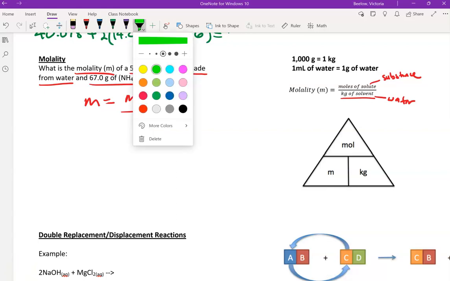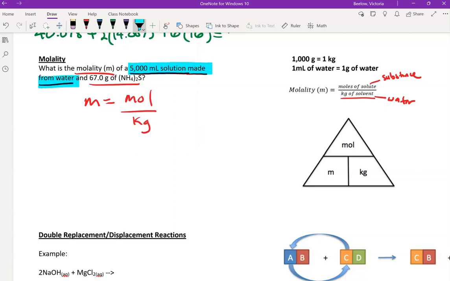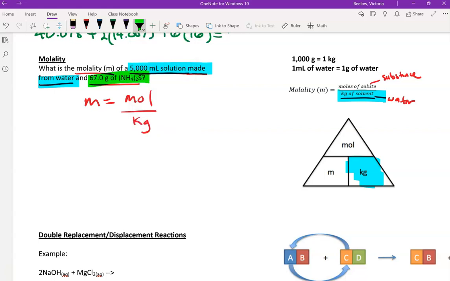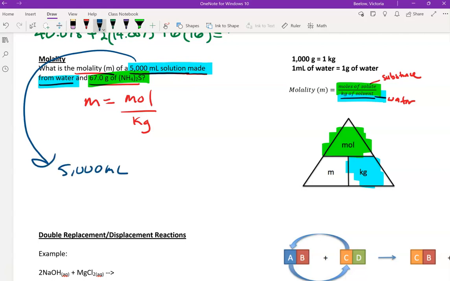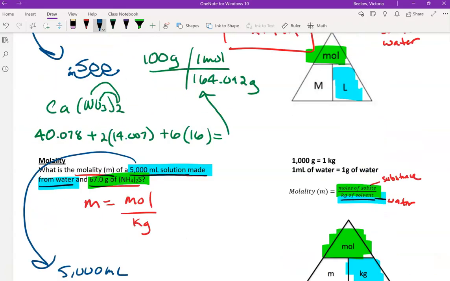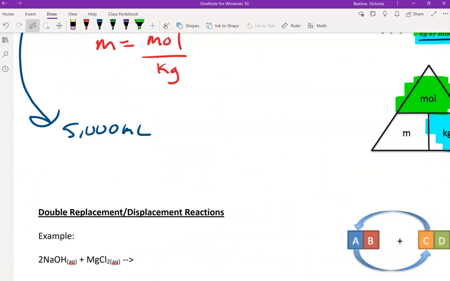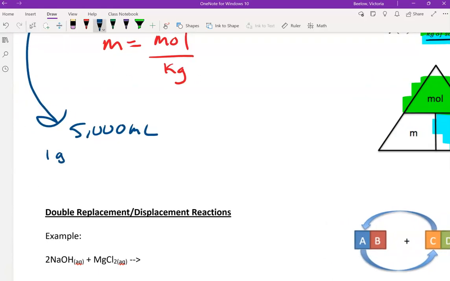So in this problem, again, the solution is made from water, so that's our solvent. And then we have our grams, which we'll need to convert into moles for our solute. Now, I realize this says 5,000 milliliters of water. Now, I know I said earlier you can't convert between different base units. However, this does work if you know the density. So water has a density of 1 gram per milliliter. So that's the same as saying 1 gram equals 1 milliliter.